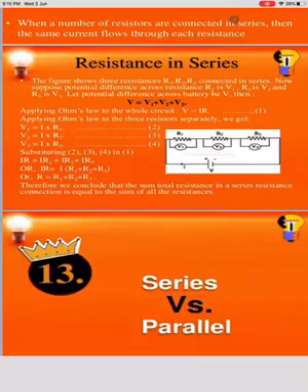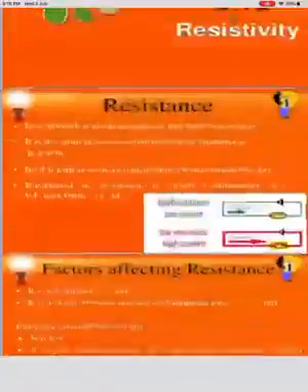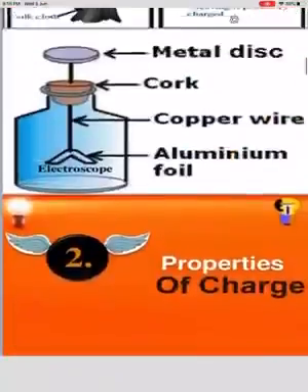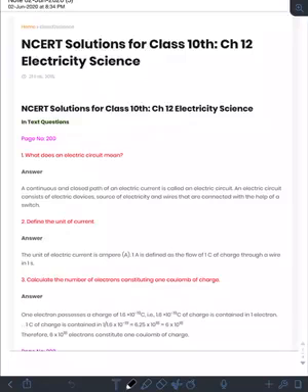And in parallel connection, 1 by Rp is equal to 1 by R1 plus 1 by R2 plus 1 by R3. This much we have learned. I am just sharing some PPT slides of whatever I discussed till now. You just go through it. And here are a few question answers from NCERT books.